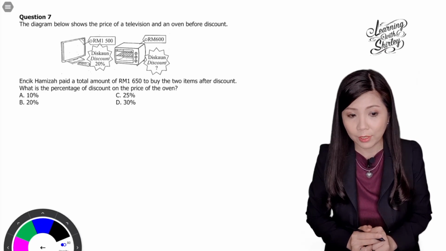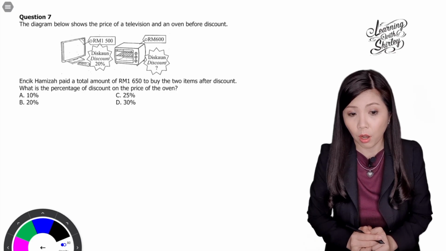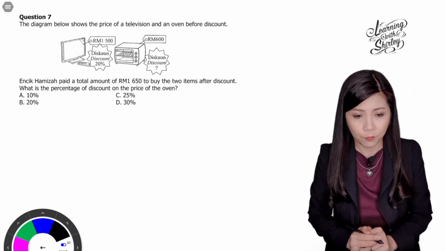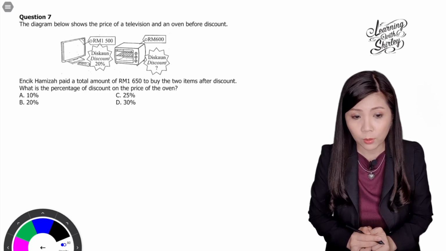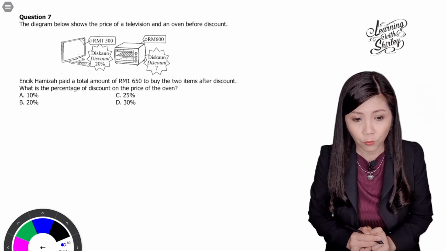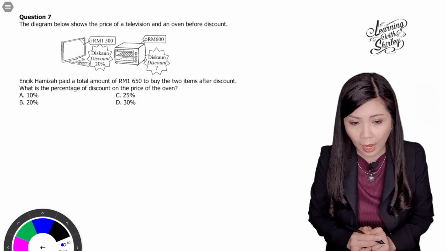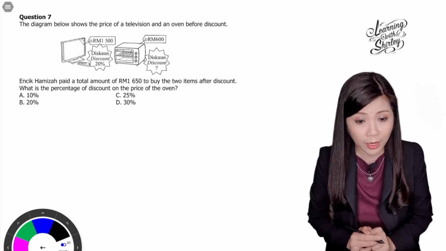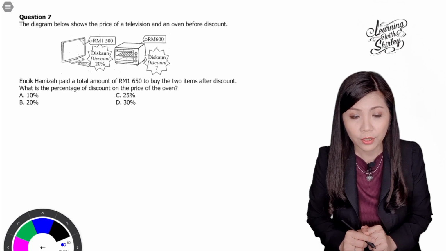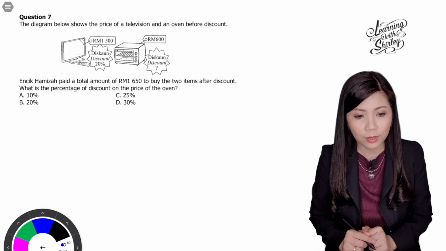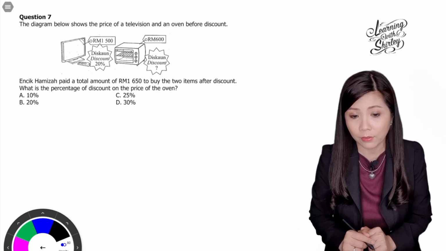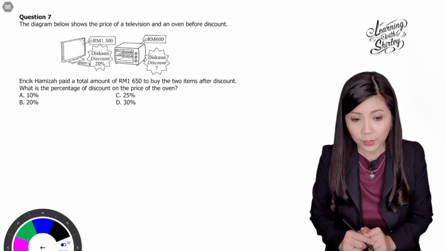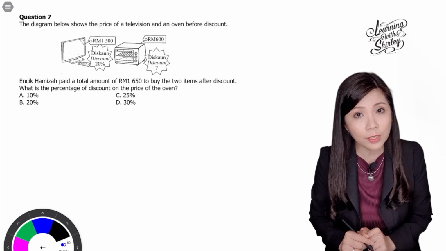Let's look at question number 7. The diagram below shows the price of a television and an oven before discount. For the television, the price is 1,500 ringgit and the discount offered is 20%. As for the oven, the price tag is 600 ringgit and the discount is unknown. Encik Hamiza paid a total amount of 1,650 ringgit to buy the two items after discount. What is the percentage of discount on the price of the oven?